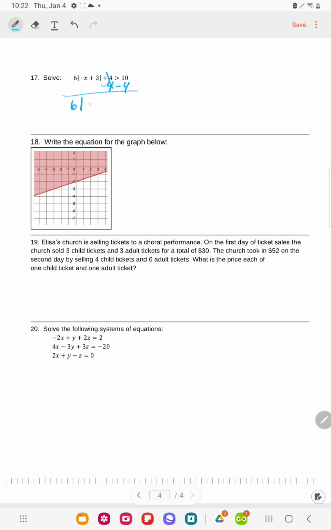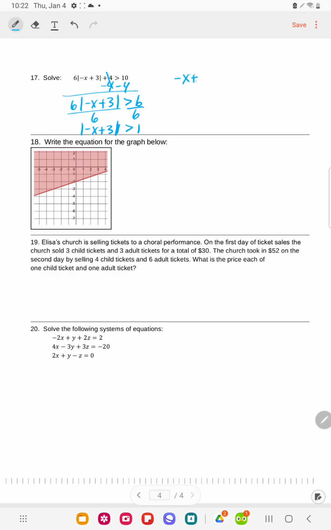And we're left with 6 times the absolute value of negative x plus 3 is greater than 6. After we do the opposite of adding, which is subtracting, we're going to do the opposite of multiplying, which is dividing. So we divide 6 on both sides. And we get the absolute value of negative x plus 3 is greater than 1. So now we're going to create two equations.